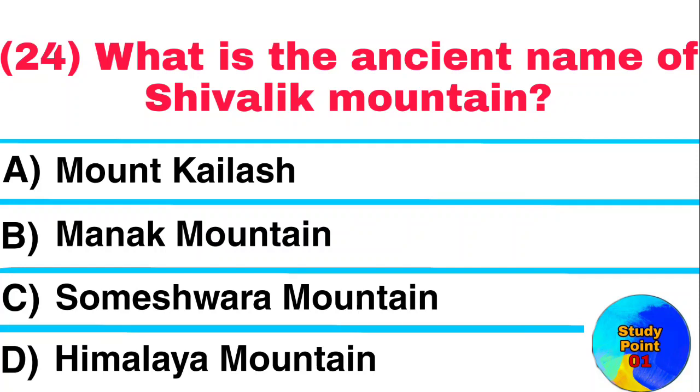Question. What is the ancient name of Shivalik Mountain? A. Mount Kailash. B. Manik Mountain. C. Someshwara Mountain. D. Himalaya Mountain. Answer. Manik Mountain.